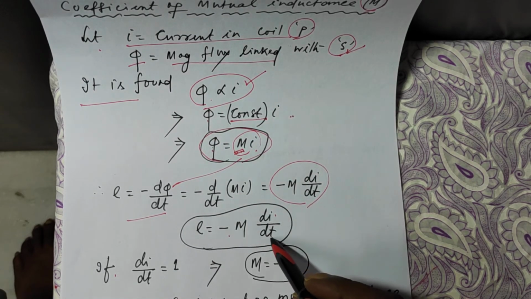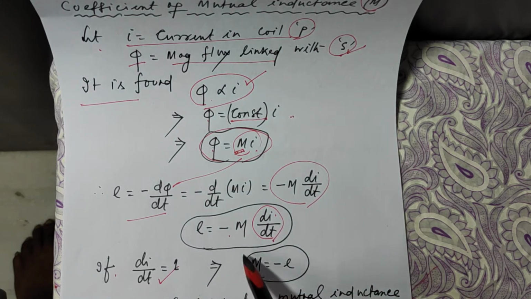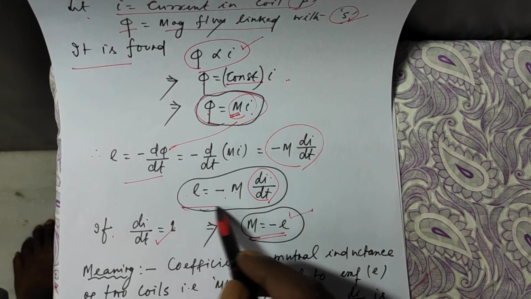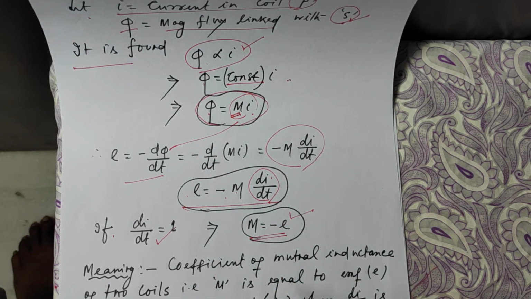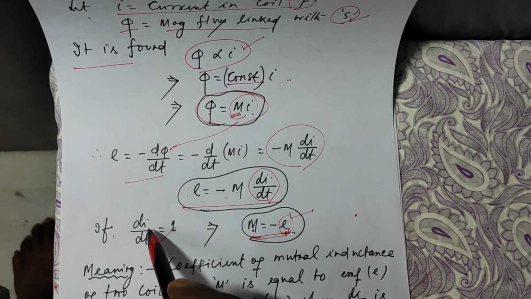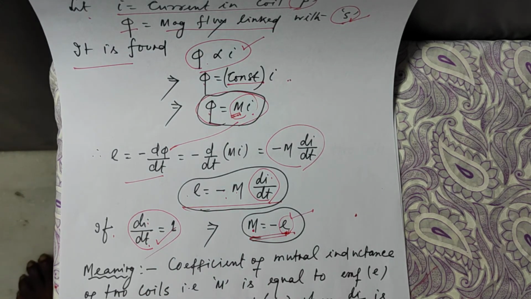So if di by dt is unity, then M is equal to minus E. So what is the meaning? This is the technique used for defining something. So from here you can define the coefficient of mutual induction as numerically equal to the EMF induced in the second coil due to unit rate of change of current in the first coil.